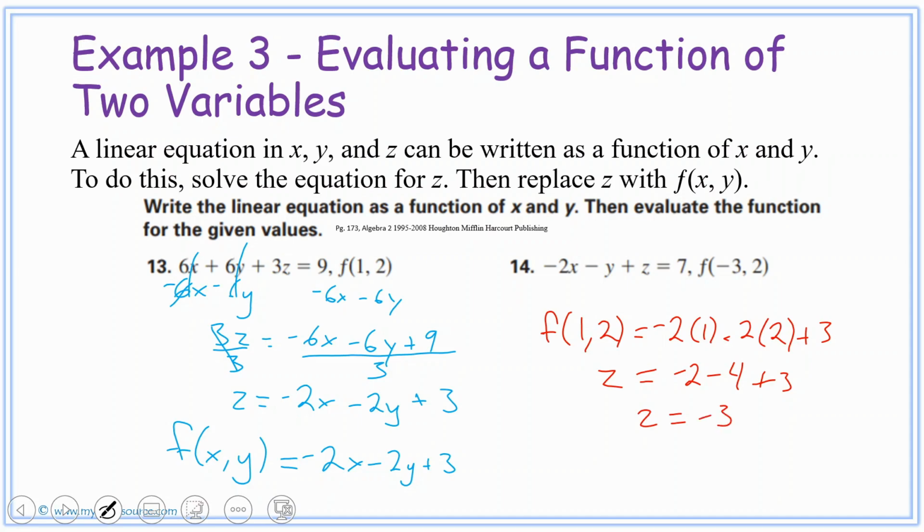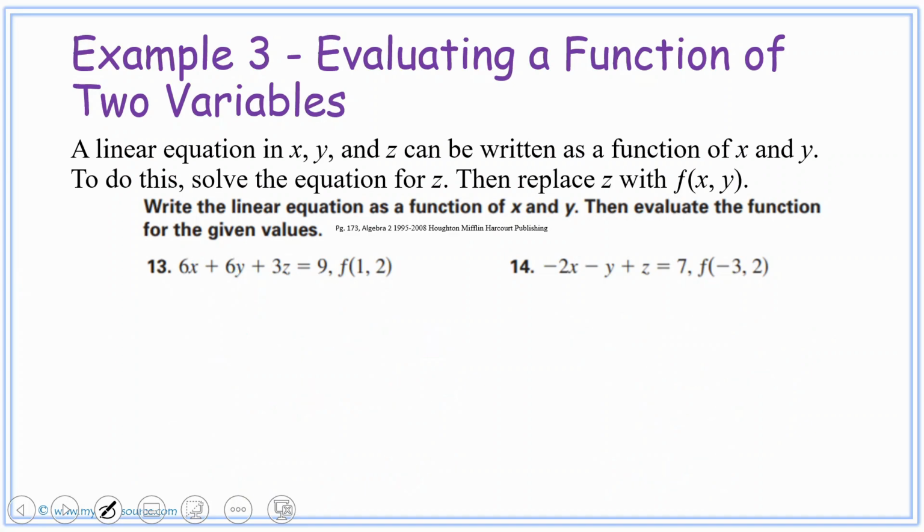So that means we know what our coordinate point is. So if I had to interpret this geometrically, I can say that the graph of my function contains the point x is 1, y is 2, and z is negative 3. And that's how you can actually translate from a three-dimensional to a two-dimensional equation if needed.